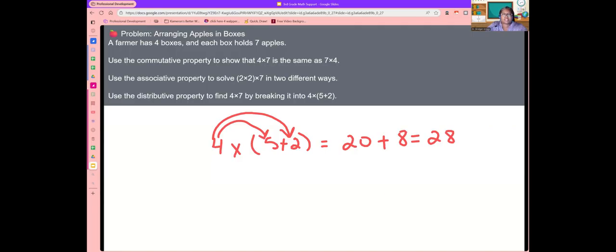So this showed us 3 different ways that we could solve 4 times 7 using the commutative property, the associative property, and the distributive property.